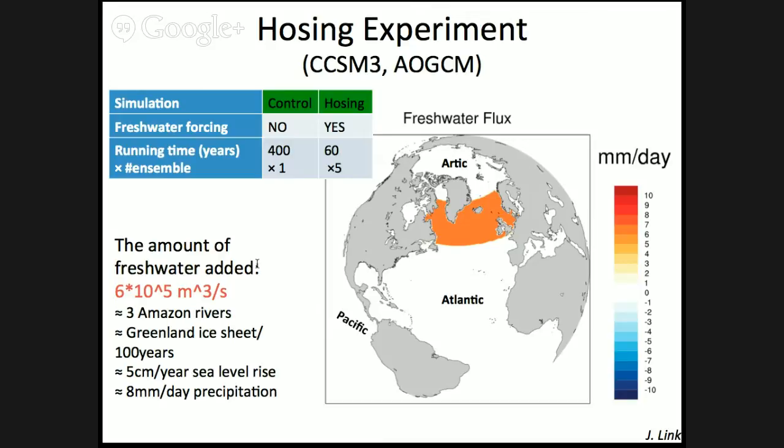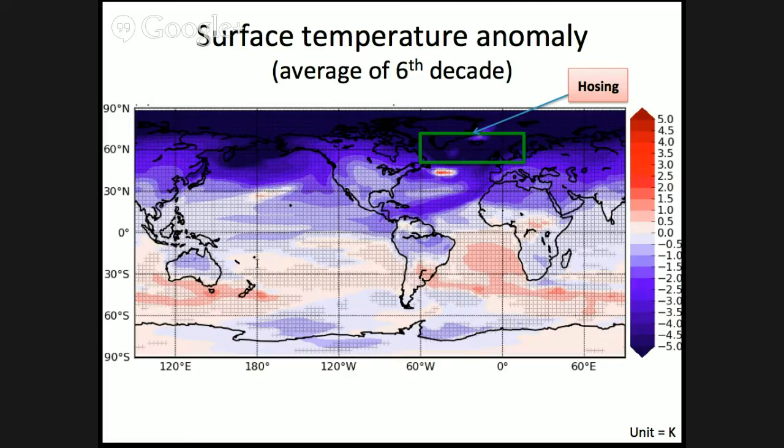Control run. The experiment consists of a control run which is 400 years, and the hosing run which is 60 years, with a sample number of 5. So this is showing the response to the hosing of the surface temperature. The surface temperature anomaly is averaged over the 6 decades after the freshwater hosing. And the hosing is continual.